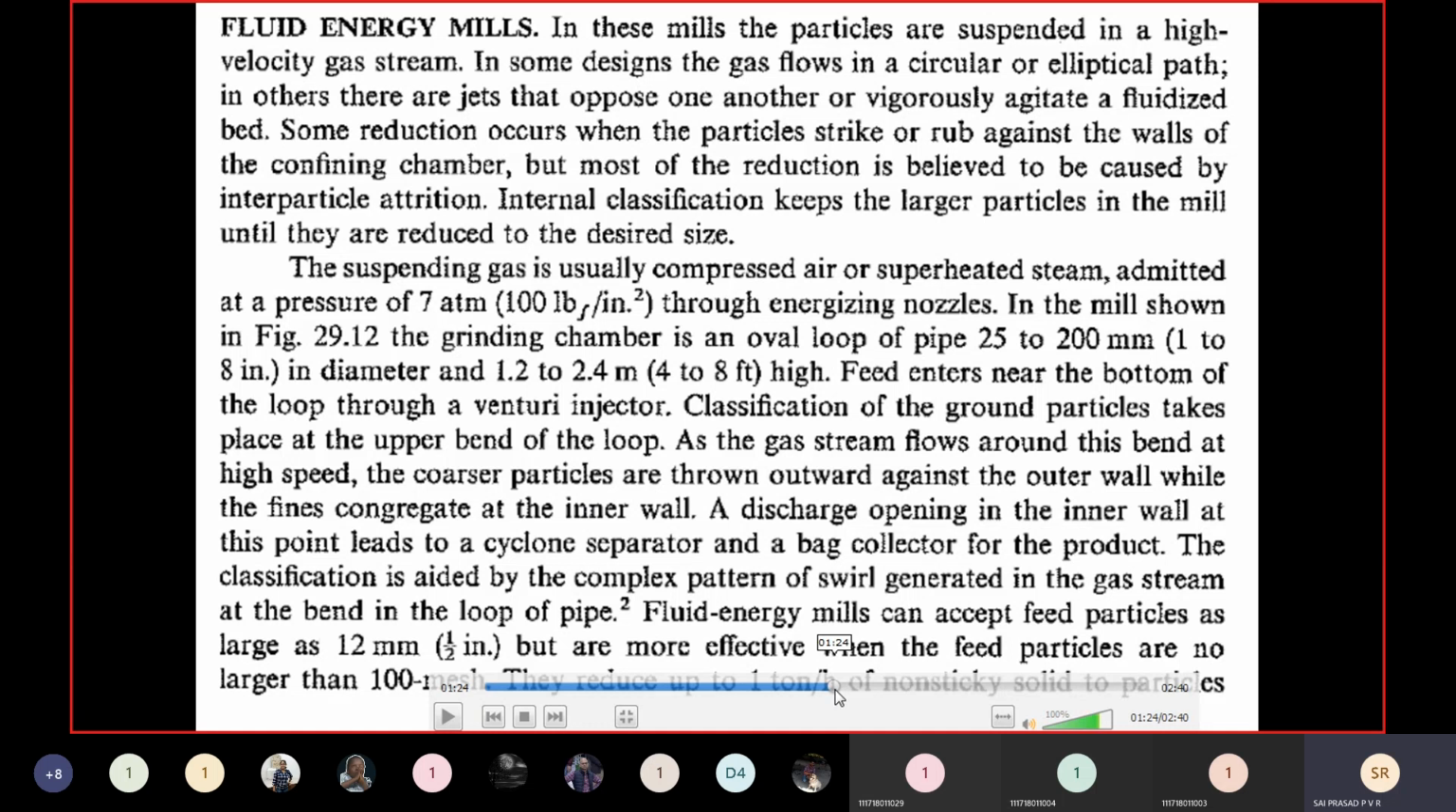In the mill shown in the diagram which we have seen, the grinding chamber is an oval loop of pipe 25 to 200 millimeters in diameter and 1.2 to 2.4 meters in height. So that is the length of the loop, varying from 1.2 to 2.4, whereas the diameter of the pipeline varies from 25 to 200 millimeters. Since the material being handled is at high pressure, naturally the thickness of the metal should also be more. Feed enters near the bottom of the loop through the venturi injector.